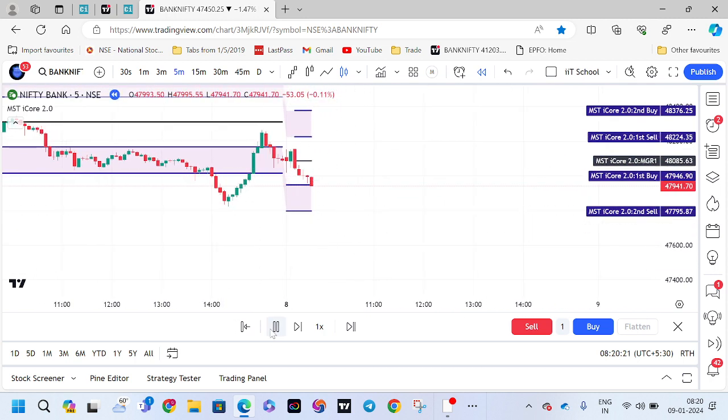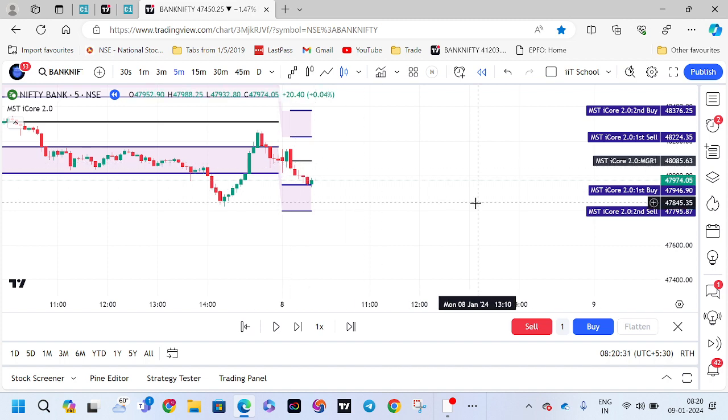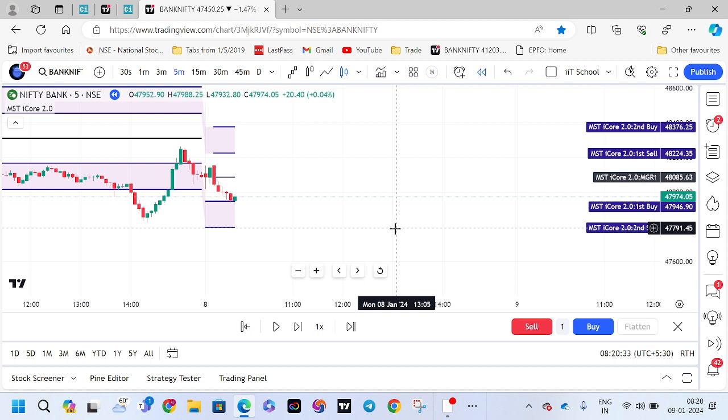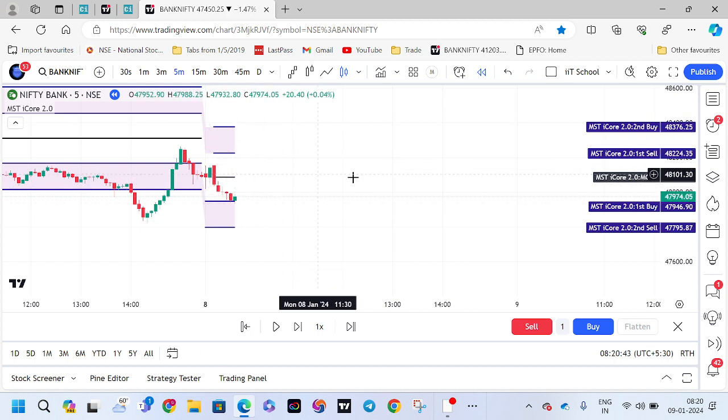Now the market has just opened, and immediately we are getting 4 lines formed. Top line 2 and bottom line 2, and the middle line we are calling the pivot point or MGR point. Now where will the market go? Only 3 types of market will be there: upside trending, downside trending, or sideways. If the market is going towards the upper side, we will be selling. If the market is coming down toward the downside, we will be buying. I am showing the example of BANKNIFTY spot.